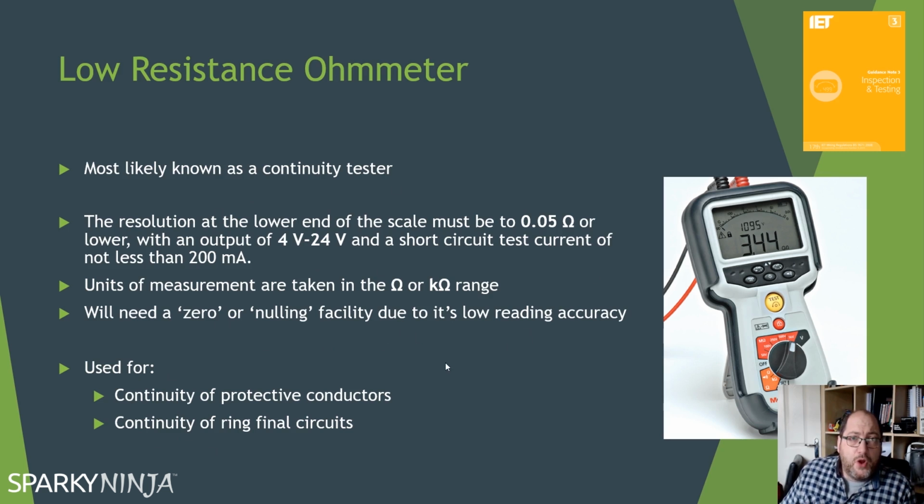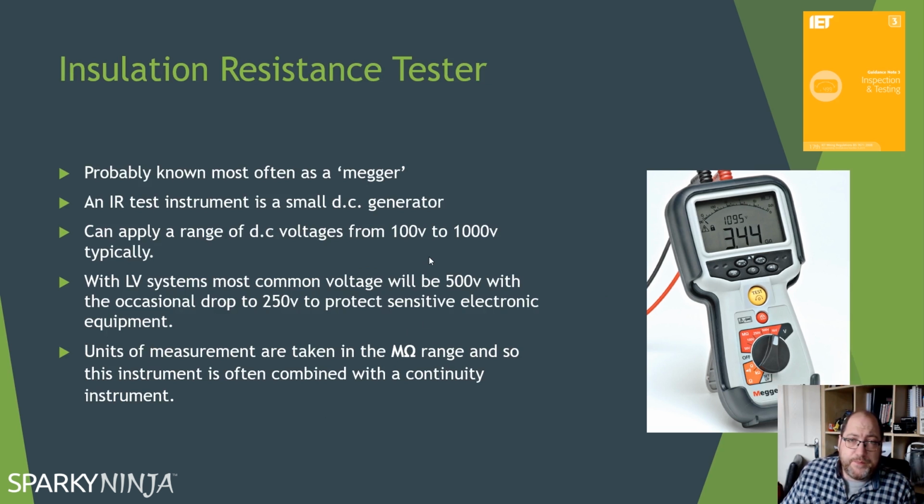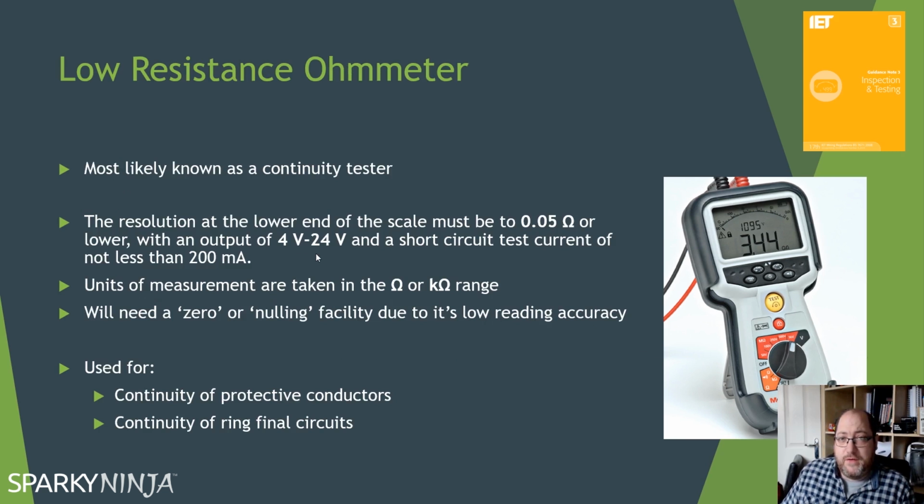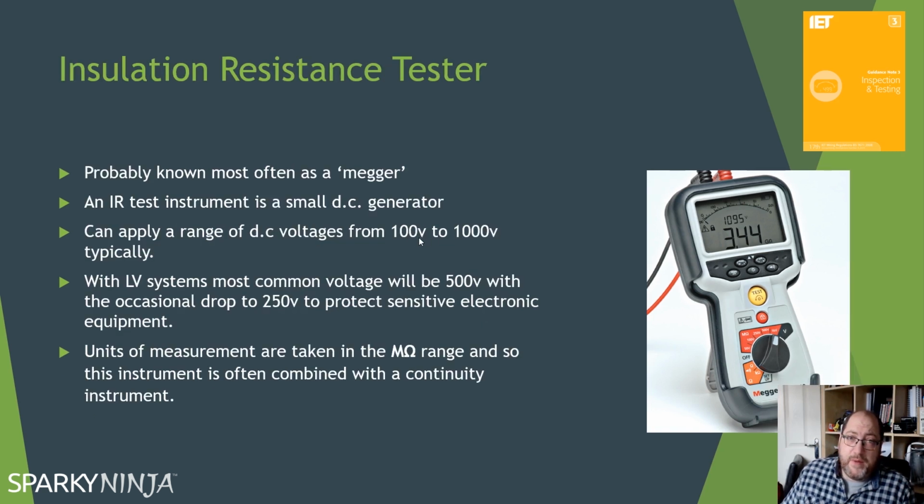We have the insulation resistance tester. So this again, you can see here, this is the continuity setting on an instrument, and here's the insulation resistance testing on an instrument. It's the same one instrument. It's what we would call an ohm meter, but you have the low resistance ohm meter, and then you have the insulation resistance section. The difference here is the applied voltage. The continuity had 4 to 24 volt short circuit test current of 200 milliamp. The insulation resistance tester will be anywhere between 100 to 1000 volts. That's DC.